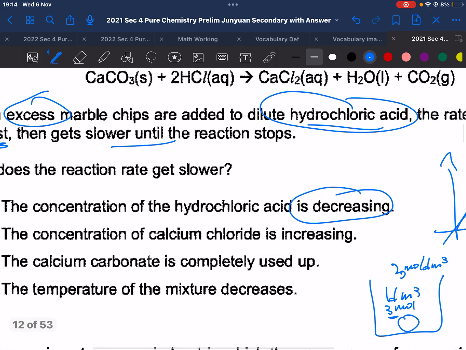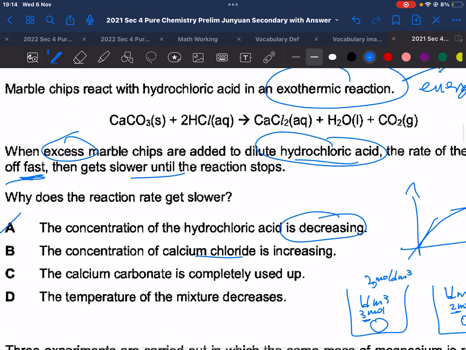The concentration of calcium chloride is increasing. In fact, it is increasing because it's a product. But that does not justify why the reaction slows, because calcium chloride is not a reactant. In our syllabus, it does not affect the rate of reaction at all. Calcium carbonate is completely used up? Again, it's in excess, so this is definitely not true.